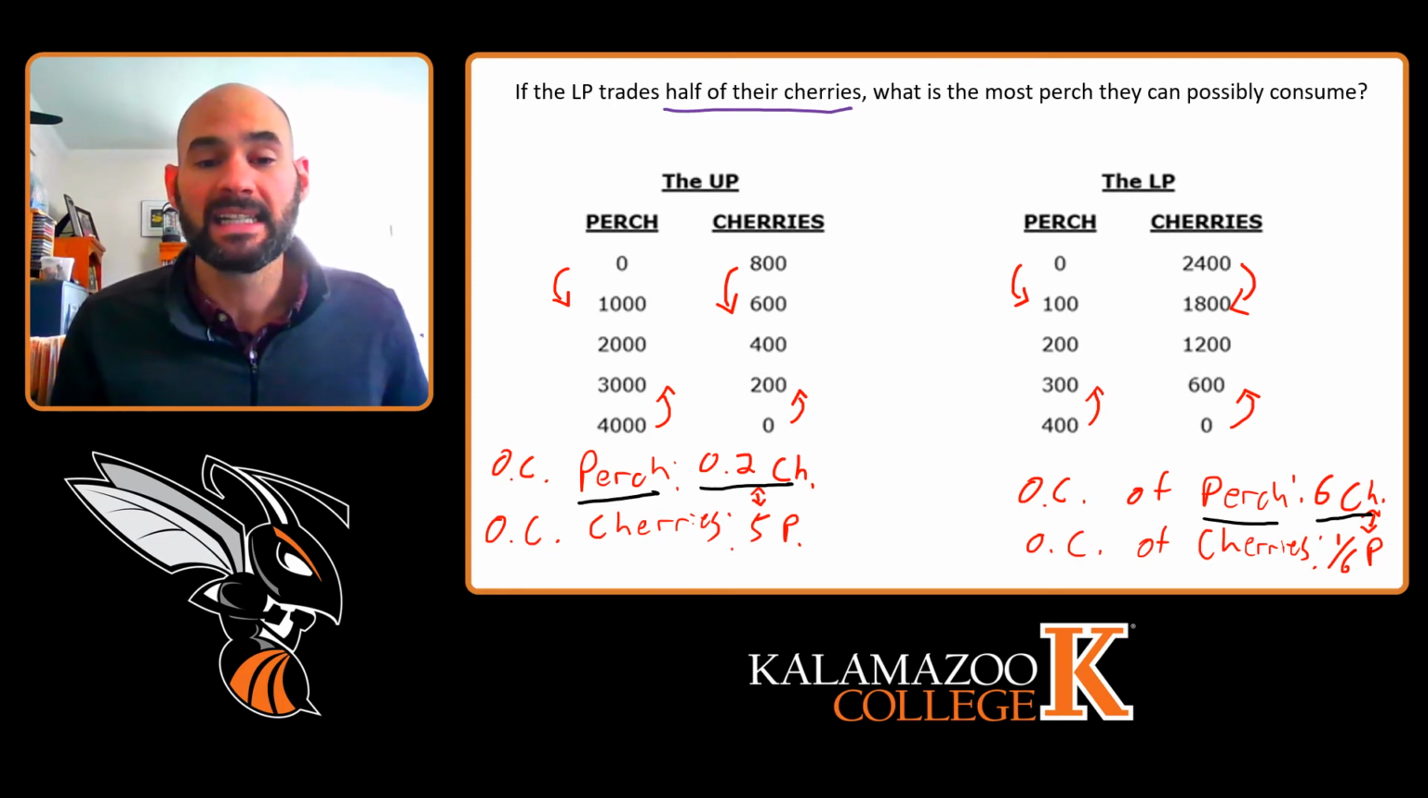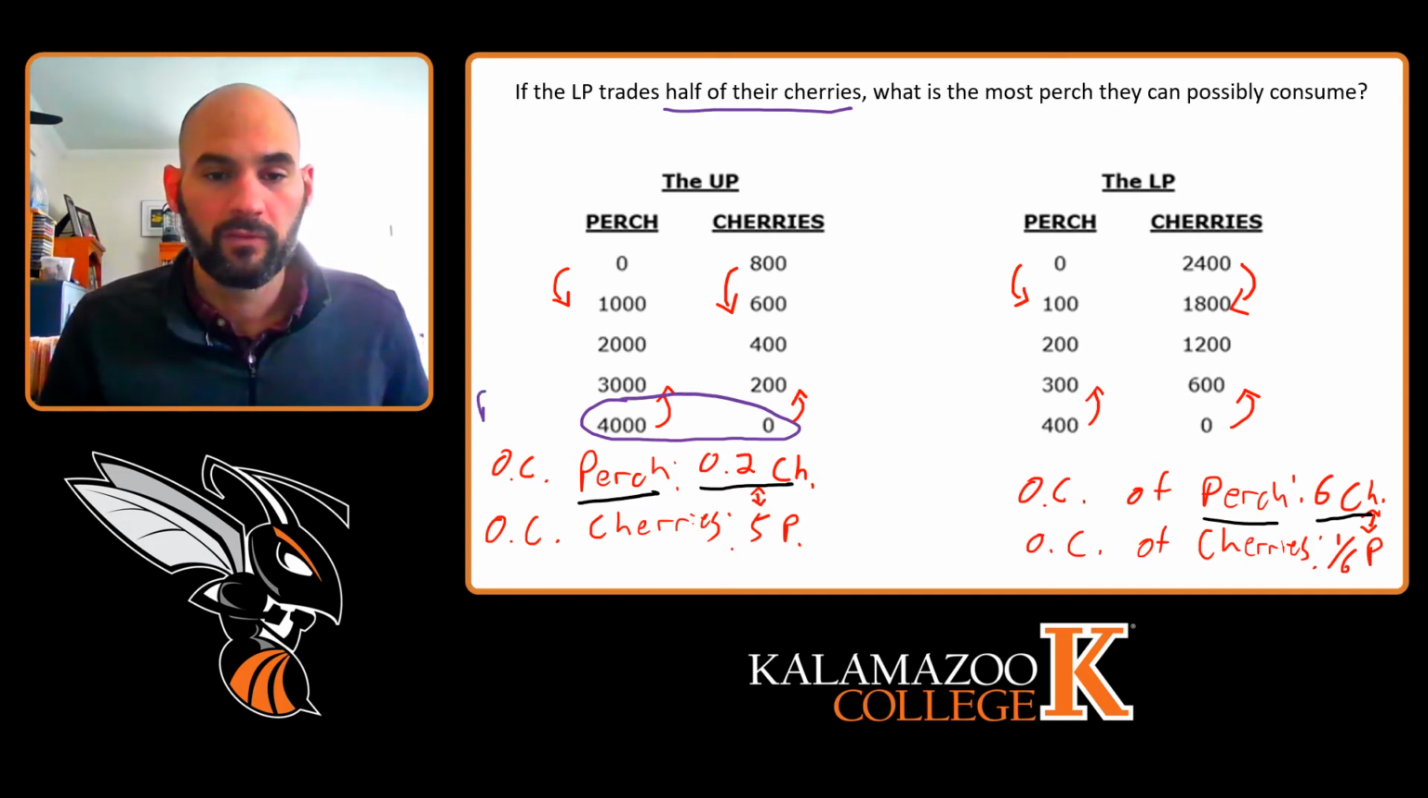And so we can see that the UP has the comparative advantage in perch production, that it is relatively cheaper for them to produce perch, only 0.2 cherries, than it is for them to produce cherries, and it's cheaper for them to produce perch than it is for the LP to produce perch. So they're going to produce 4,000 perch and 0 cherries.